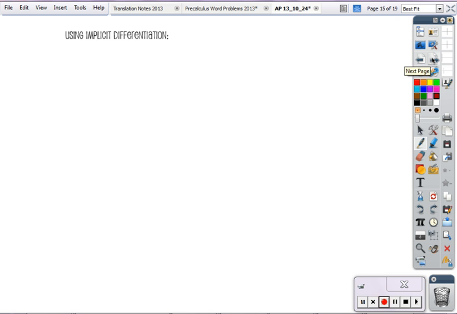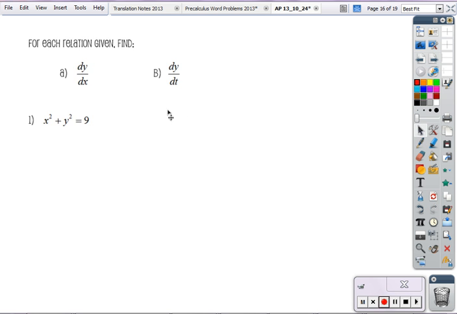So using implicit differentiation, just to save a little time, I'm just going to do an example problem for you. We'll do A and B, and that's where we'll end. Find the derivative with respect to x. This actually says you have to solve for dy/dx. That's actually what it says, solve for it.